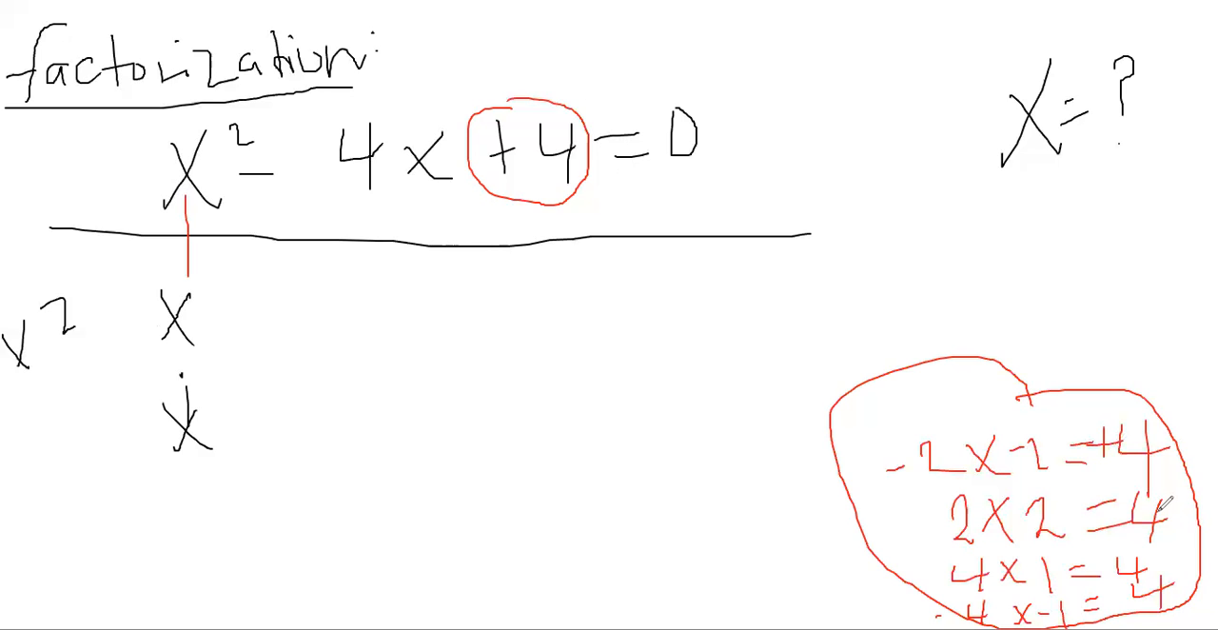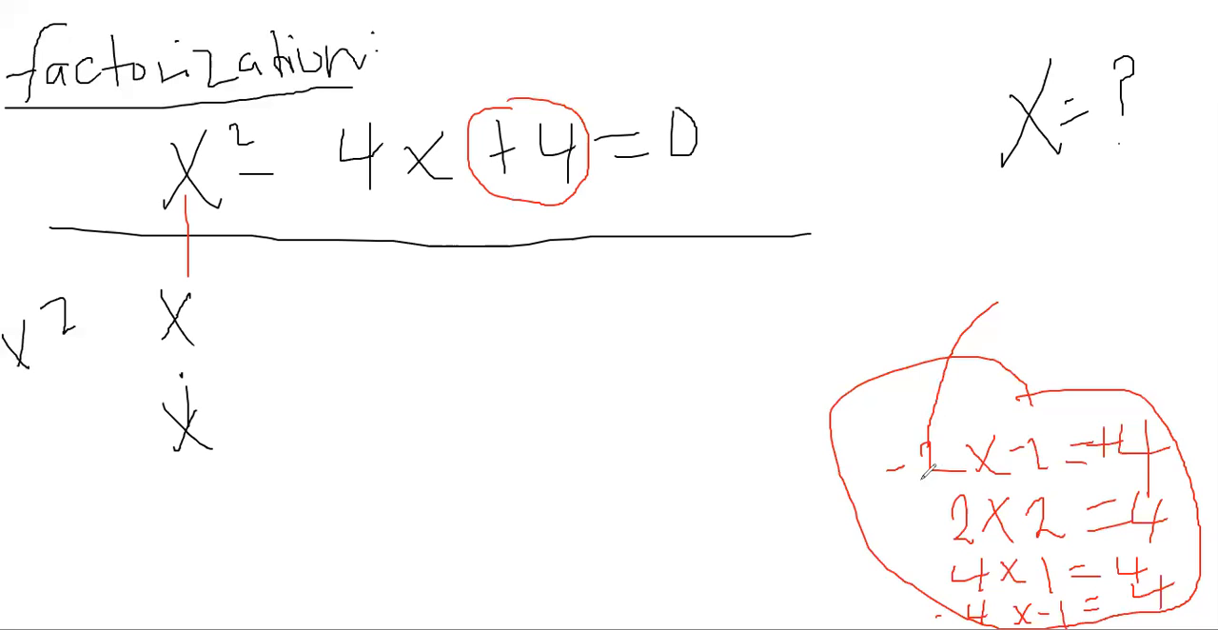2 times 2 could give you 4. 4 times 1 could give you 4, or minus 4 times minus 1 could give you 4. But when you are choosing the right one, you choose in such a way that, for example, this is the correct one. And I will tell you why.